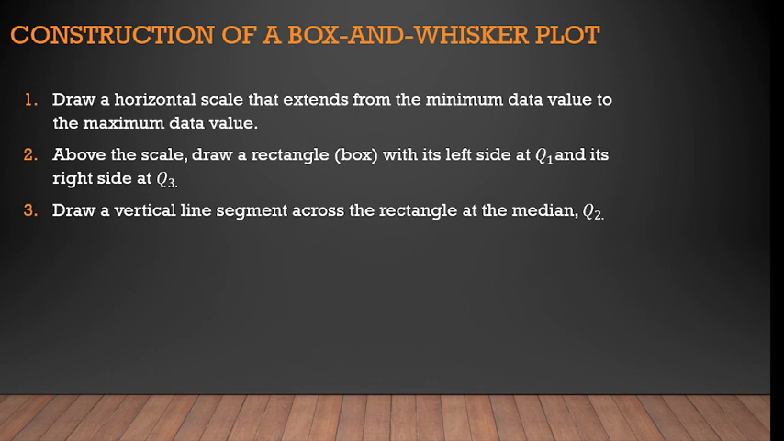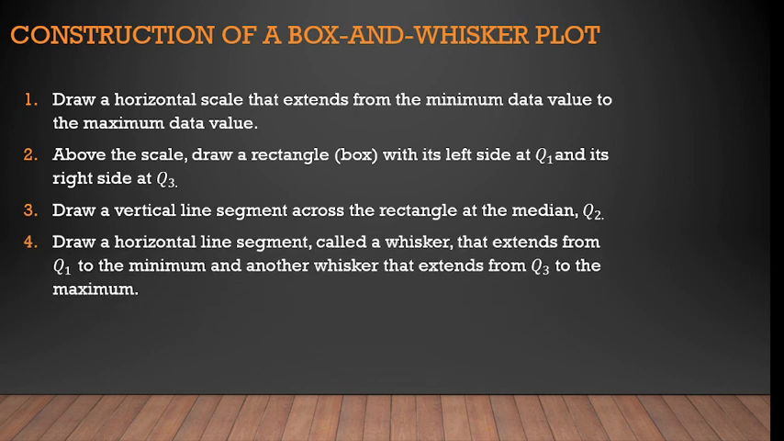So, how to construct a box and whisker plot. Draw a horizontal scale that extends from the minimum data value to the maximum data value. Above the scale, draw a rectangular box with its left side at quartile 1 and its right side at quartile 3. Draw a vertical line segment across the rectangle at the median, which is our quartile 2. Then draw a horizontal line segment called a whisker that extends from quartile 1 to the minimum, and another whisker that extends from quartile 3 to the maximum.